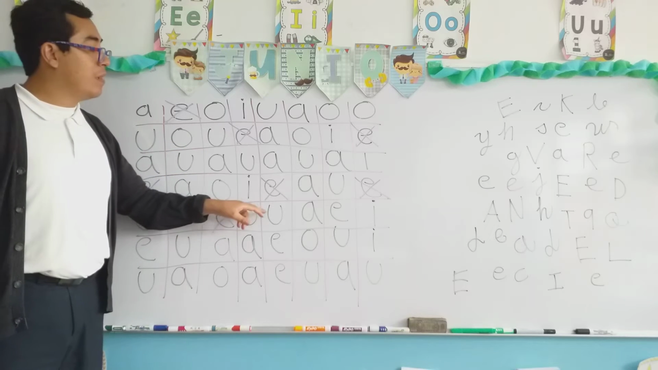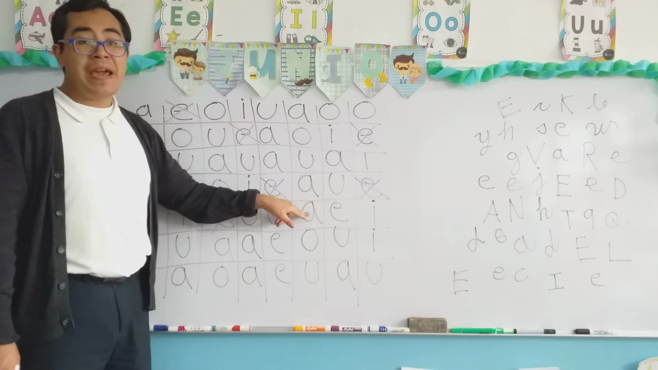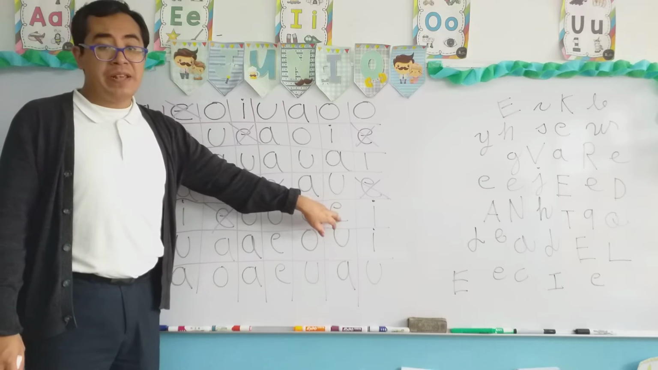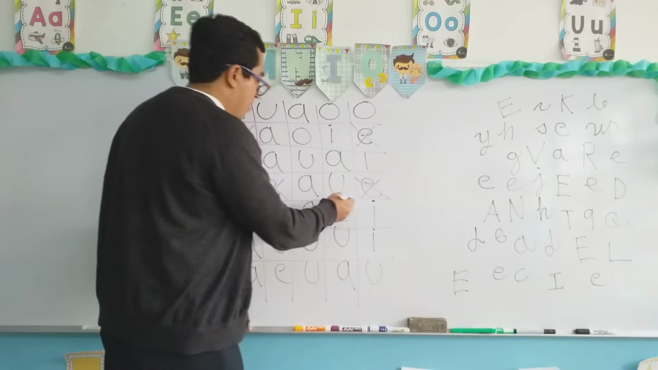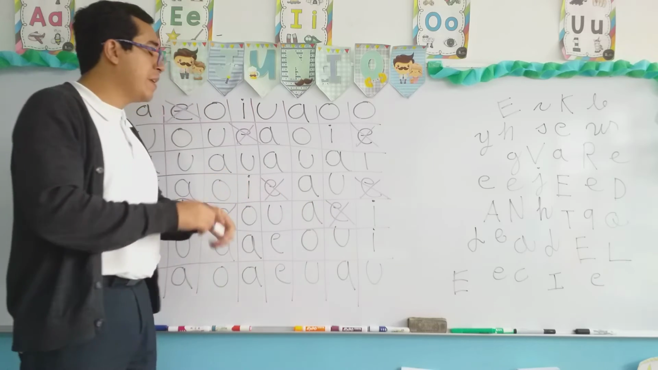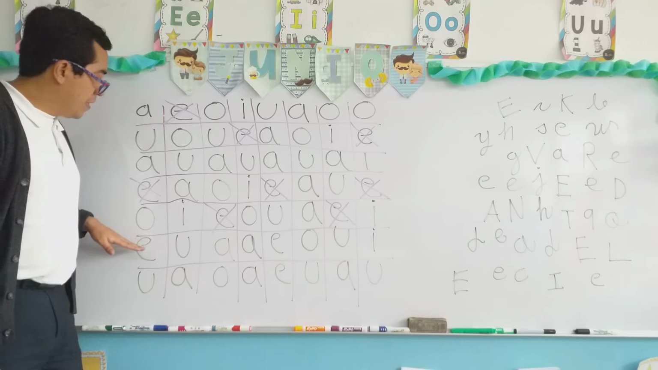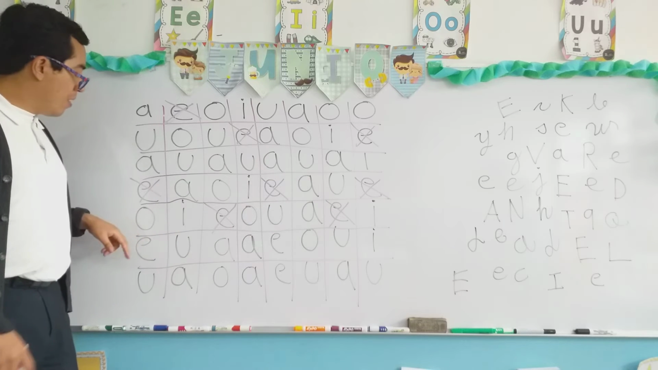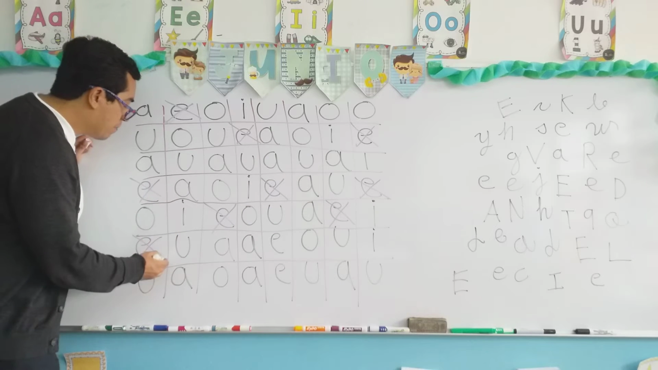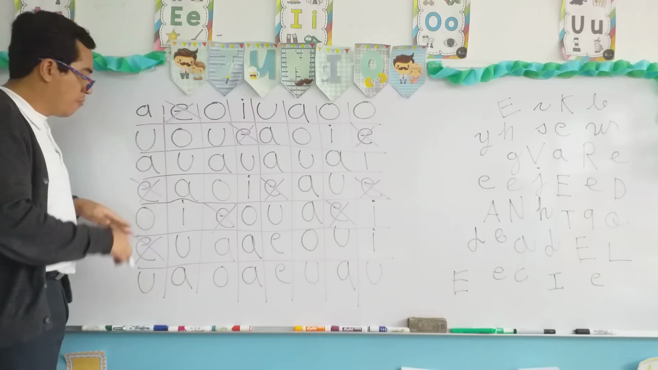Letter O, letter U, letter A, letter E, right here. So, another X. And finally, letter I. Let's continue with the next row. Letter E, once again at the beginning of the row.